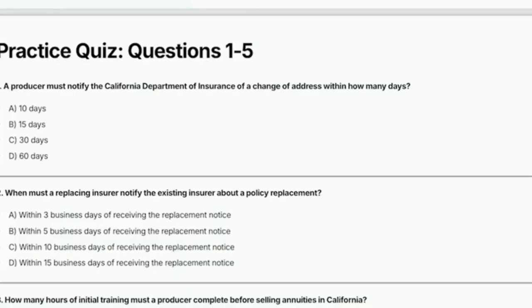Number 1, a producer must notify the California Department of Insurance of change of address within how many days? 10 days, 15 days, 30 days, or 60 days? Number 2, when must a replacing insurer notify the existing insurer about a policy replacement? Within 3 business days, 5 business days, 10 business days, or 15 business days? Number 3, how many hours of initial training must a producer complete before selling annuities in California? 4, 8, 12, or 16?